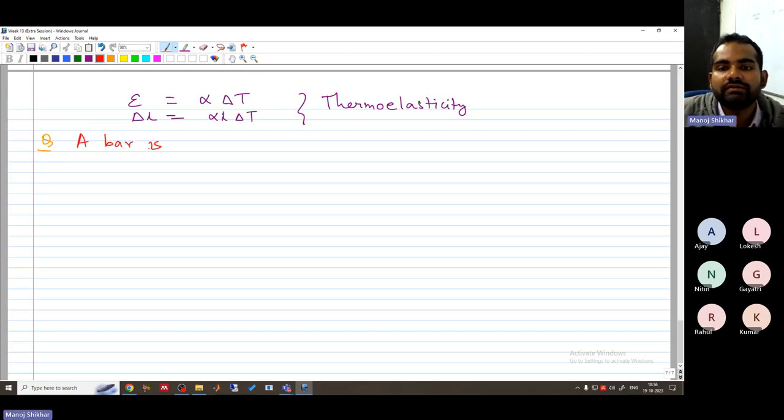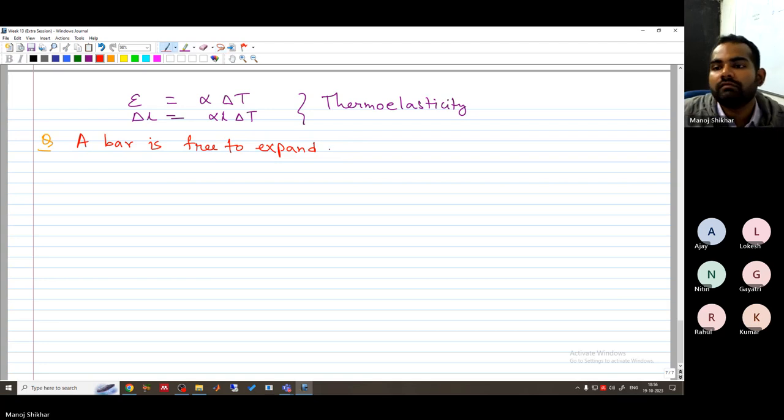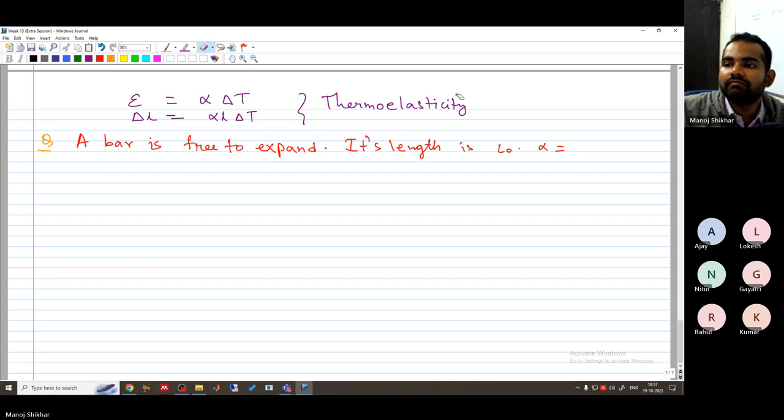A bar is free to expand. Its length is L naught. And they've given alpha equal to alpha 5, something 5. Okay.